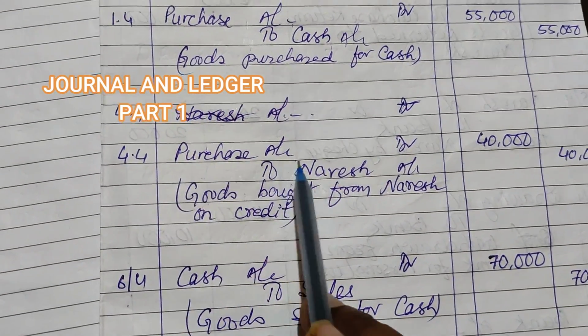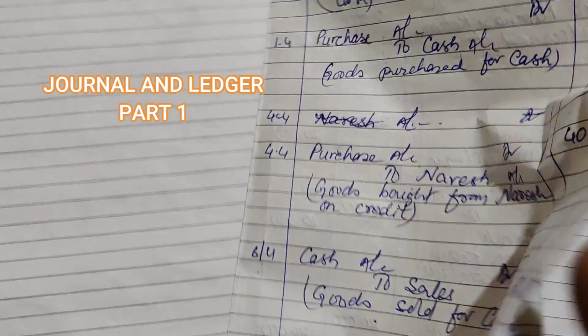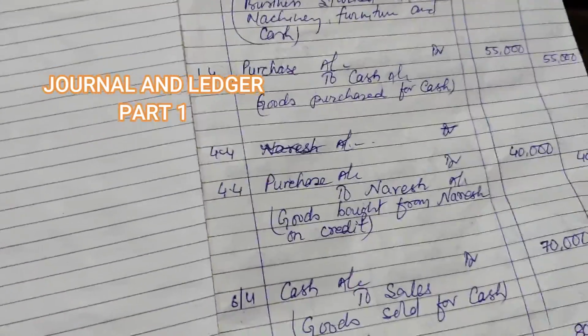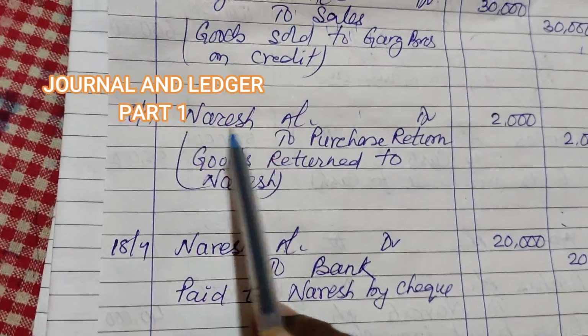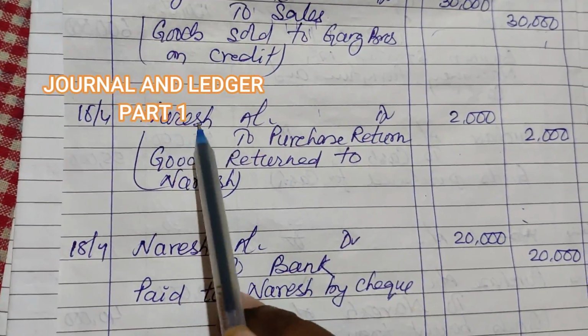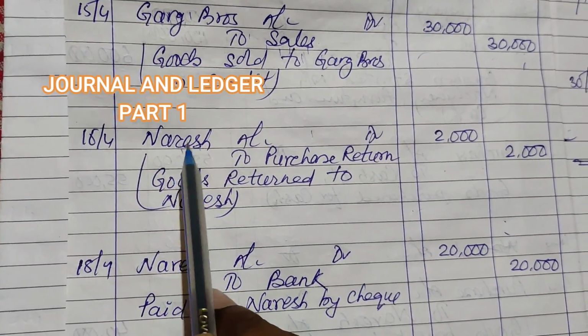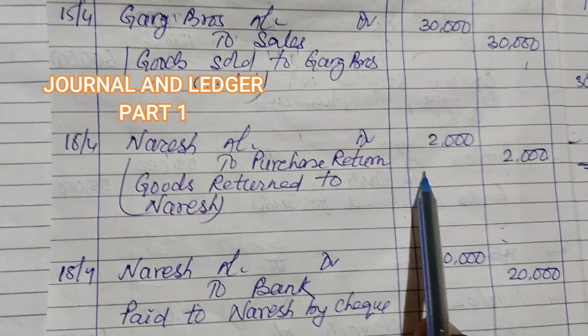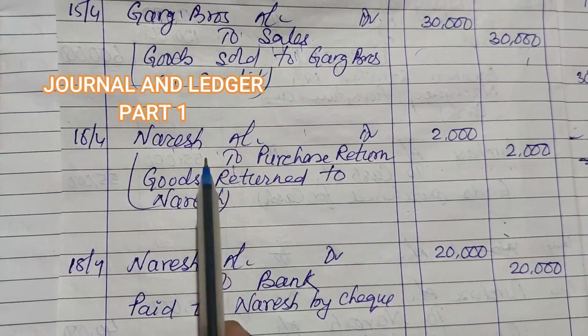This is the entry on 4th. Before, we purchased the goods from Naresh: purchase account debited to Naresh account. When we purchased goods, Naresh account is credited. Now afterwards, when we are returning the goods, Naresh account is debited to purchase return. This is the entry for the return of goods purchased from Naresh.